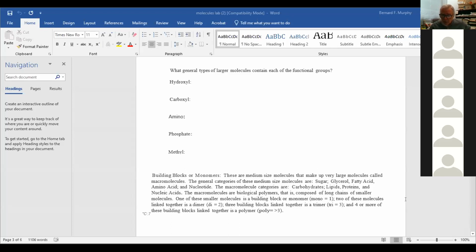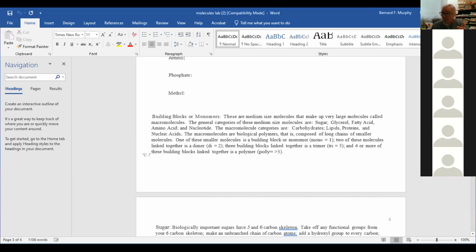And 3 of these, carbohydrates, proteins, and nucleic acids, are what are called polymers. They're long strings of either identical molecules or similar molecules put in long strings, right? So they're organic polymers. Actually, plastic is an inorganic polymer, but these 3 out of the 4 macromolecules are organic polymers. So one of these would be called a monomer. 2 of them would be called a dimer, 3 of them attached are called a trimer, and 4 or more becomes a polymer.